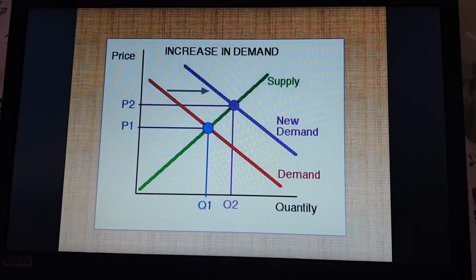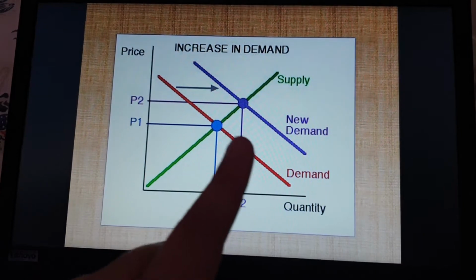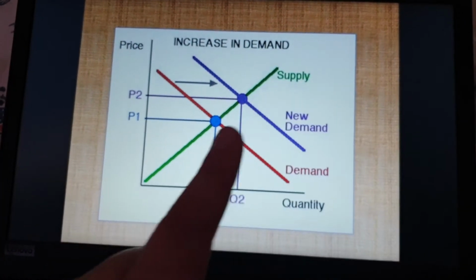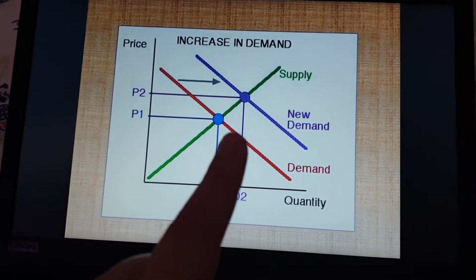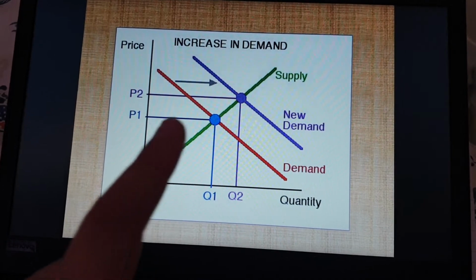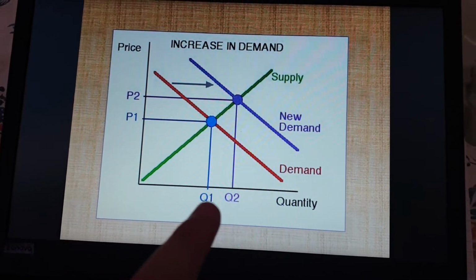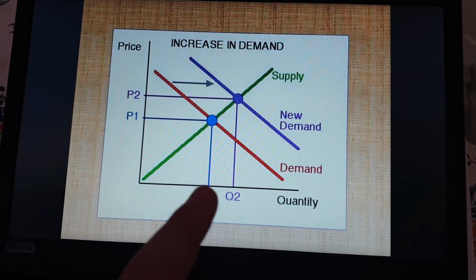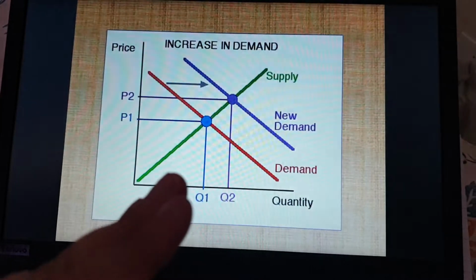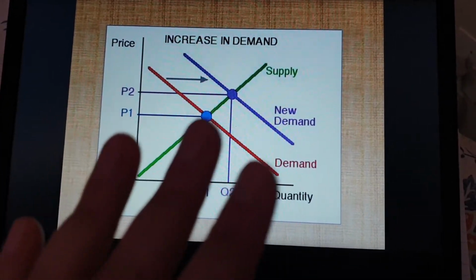Whenever there's an increase in demand, first of all, we look at our basic demand curve, that's the red one. We look at our basic supply curve. Wherever they meet each other, we call it equilibrium, at quantity Q1 and price P1. P is price, Q is your quantity. I'd already drawn my original supply curve. There's no change in the supply, only a change in the demand.